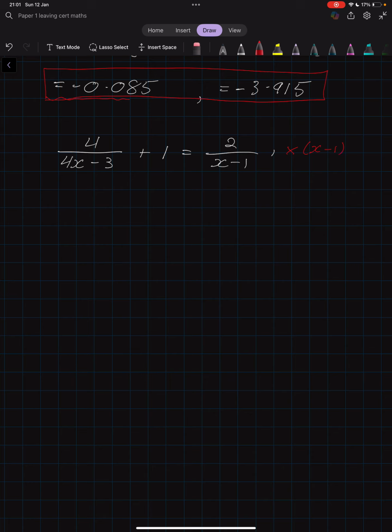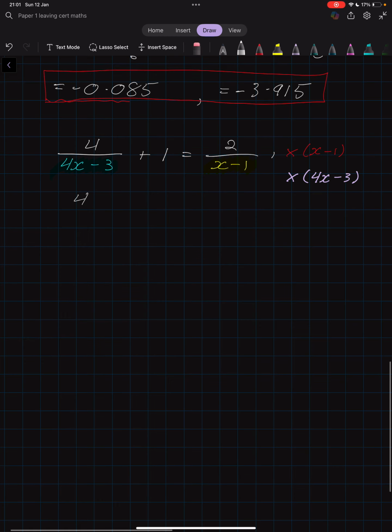And then I'm also going to multiply by 4x minus 3 to get rid of this fraction. Okay? So first things first, let's multiply by x minus 1. If I multiply by x minus 1, I'm going to get 4 multiplied by x minus 1, which is 4x minus 4 all over 4x minus 3, plus 1 multiplied by x minus 1 is just x minus 1, equals 2.